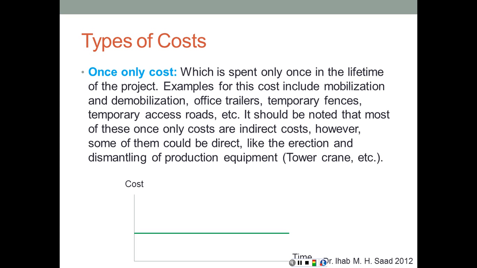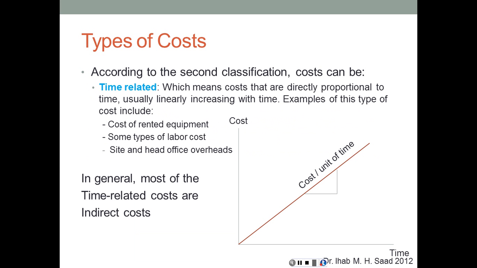The second type is what we call the time-related costs. And time-related costs, as you can see in the graph here, behave mostly in a linear way with time. So the more time, the more cost, and it goes in a linear way. We have a constant cost per unit of time that keeps accruing as time passes. It means that costs are directly proportional to time, usually linearly, increasing with time.